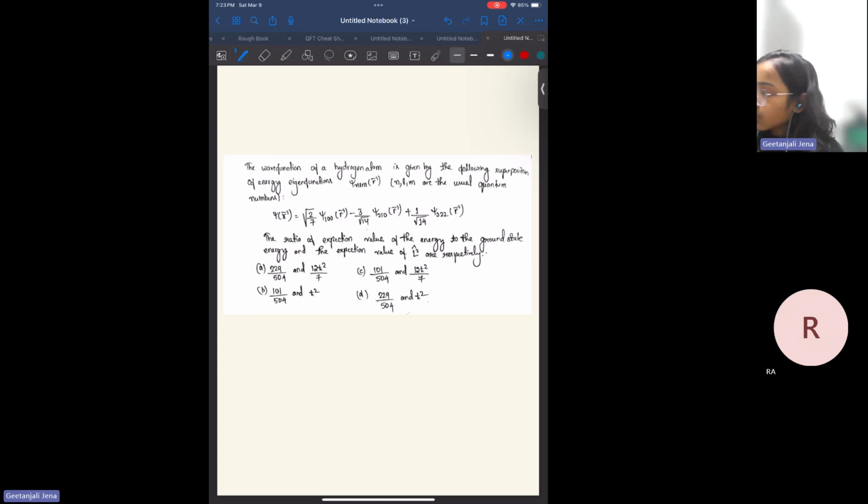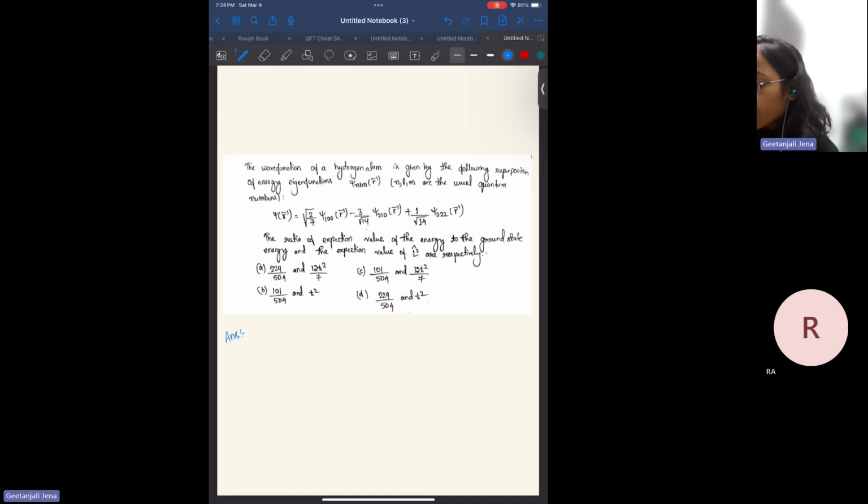This problem is also similar to the previous problem. Here we have to find out the expectation value of L square as well as the expectation value of energy. So let's see what is given to us.